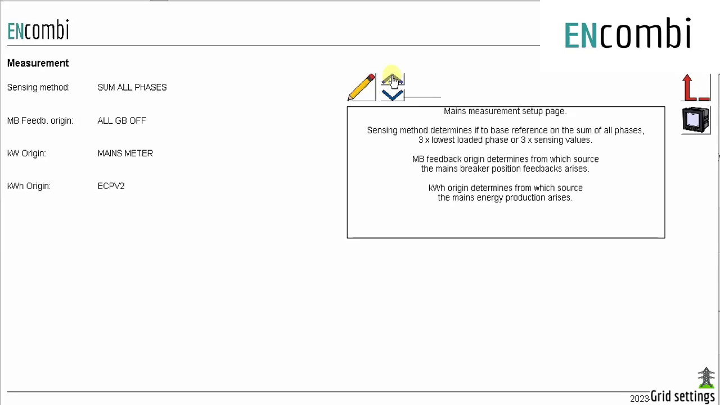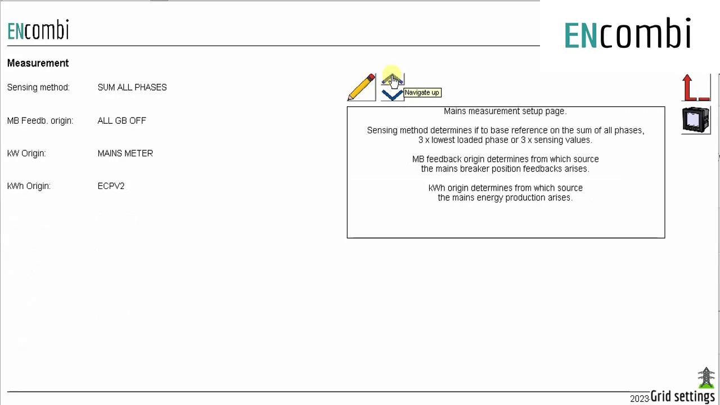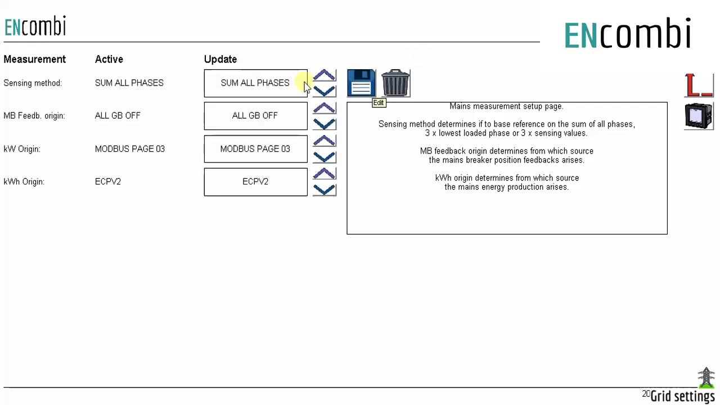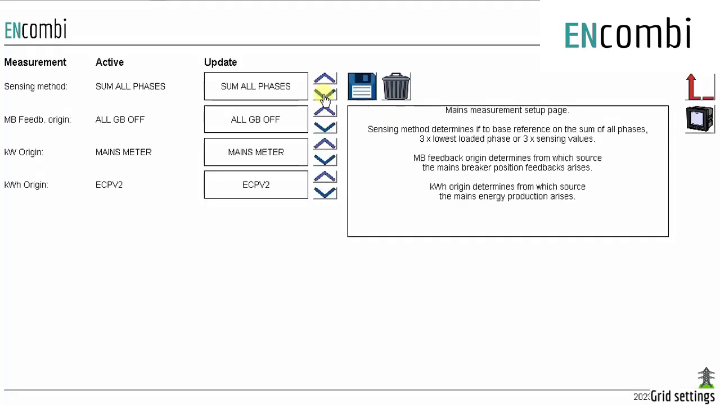The main setting page has a variety of editing options for grid settings. Here the first editing you have to start with is the measurement setting for the grid. This setting refers to the load readings of the site when the controller is parallel with the PV system. The first editing is the sensing method for grid control references to the ECPV2. The sensing method setting determines what power readings to base the calculated references by ECPV2.